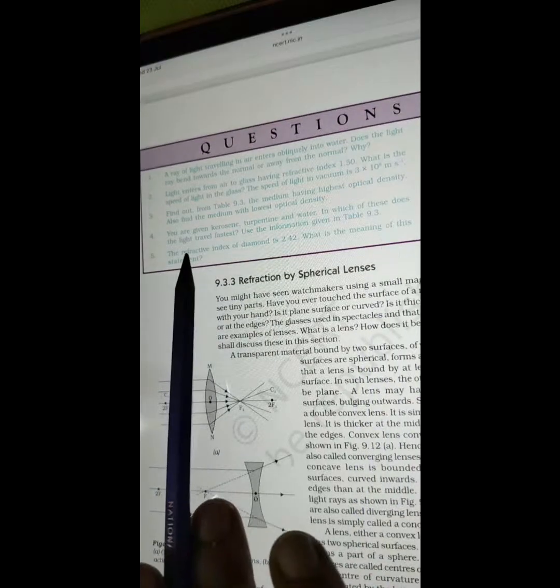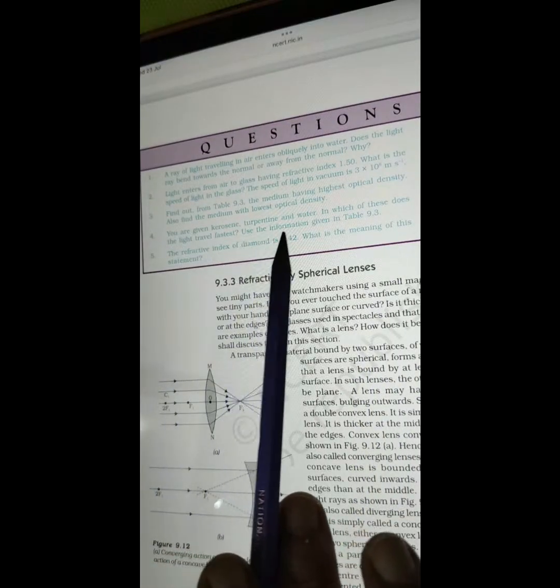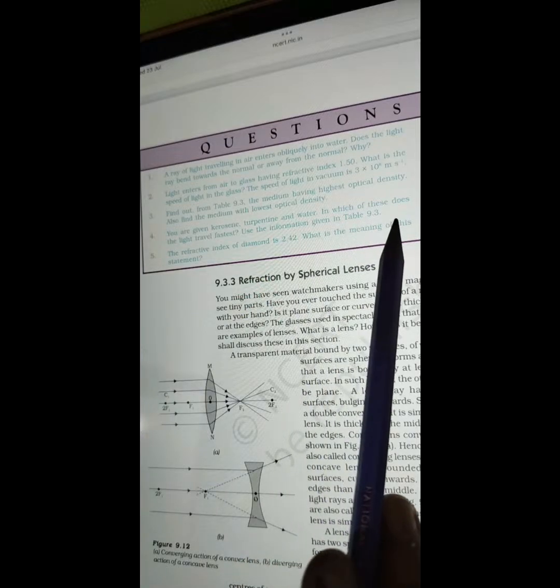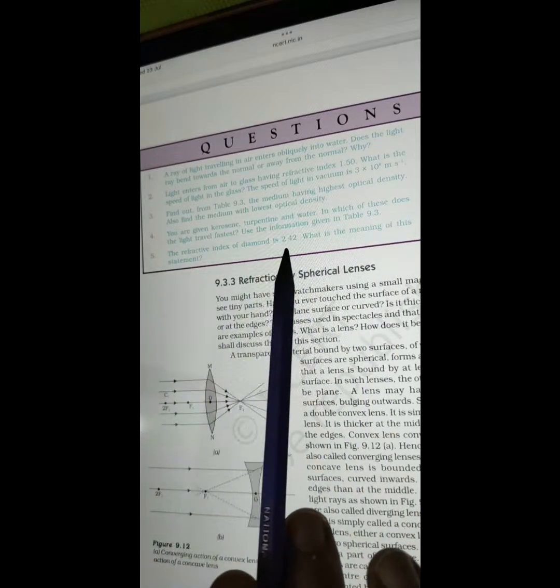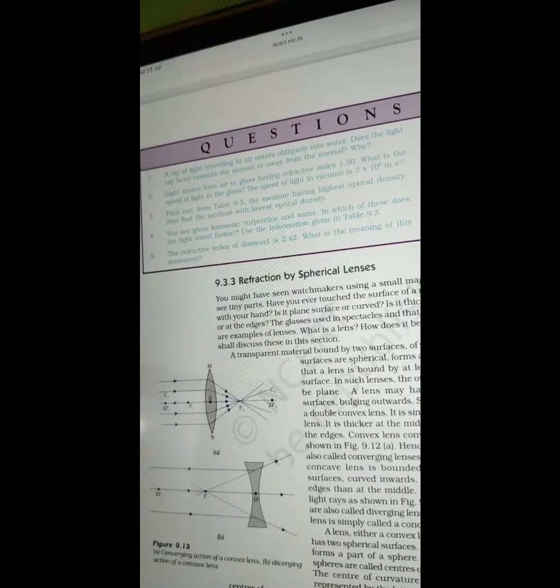You are given kerosene, turpentine, and water. In which of these does the light travel fastest? Use the information given in table 9.3. The refractive index of diamond is 2.42. What is the meaning of this statement?